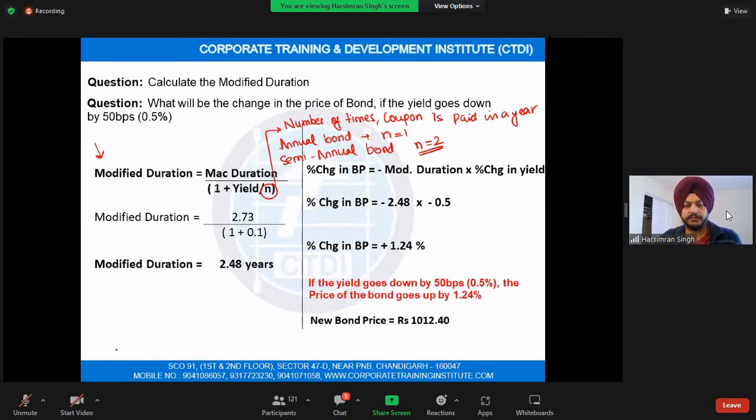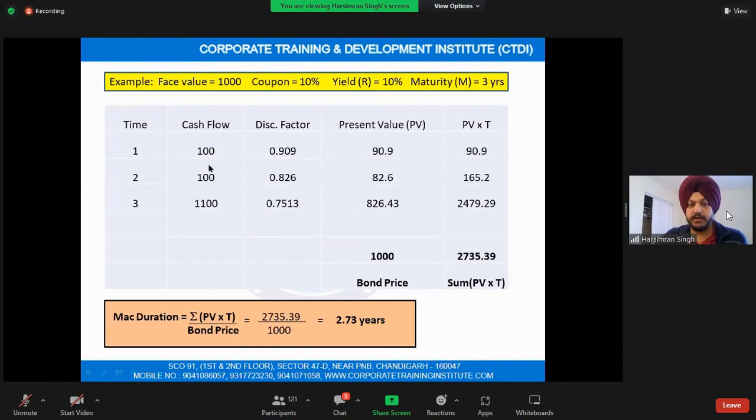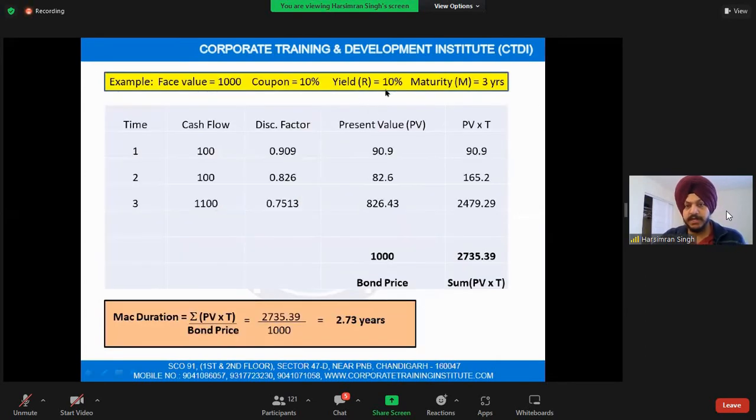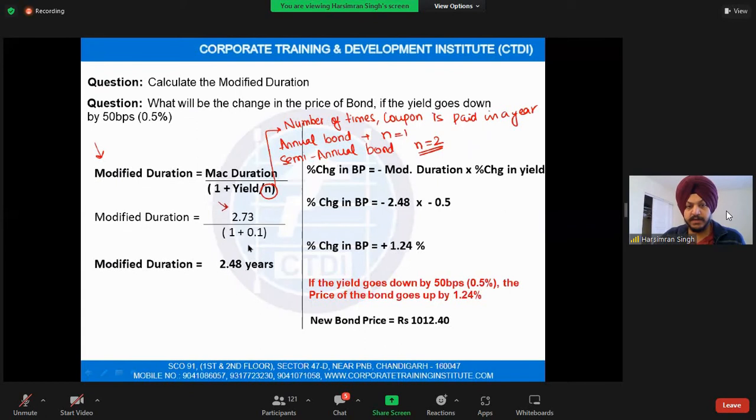Now, from the previous screen, I took Macaulay's duration 2.73 and I put it here. From the question, yield was 10%, I put it here. Yield is 10%, 0.1. And I found modified duration as 2.48 years. And then we come to the next question.